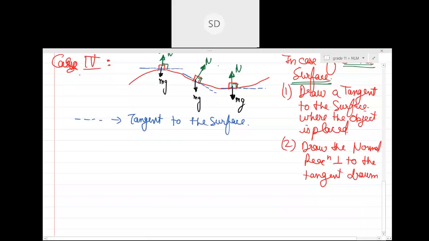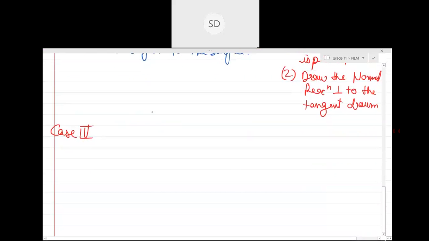Now let's see what is the case in the case of circular surfaces. A circular surface is also a curved surface only. But let's see. Suppose, guys, I have a diagram.